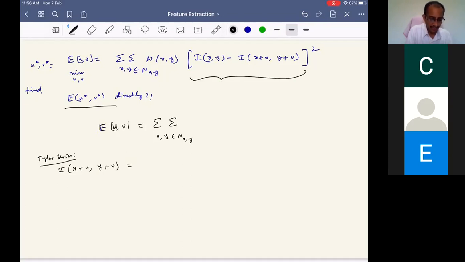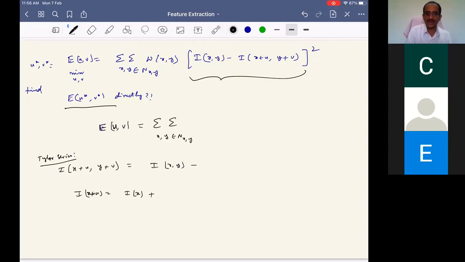how will it be? Can any of you help me in expanding this in Taylor series around x comma y? I want to expand I of x plus u comma y plus v around x comma y. Just like in one dimension, what do you write? If you have I of x plus u and you would like to expand in Taylor series, how do you write? I of x naught, that is x here, plus what?